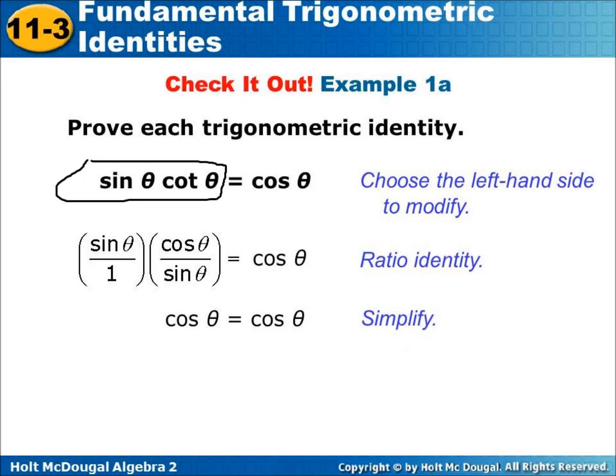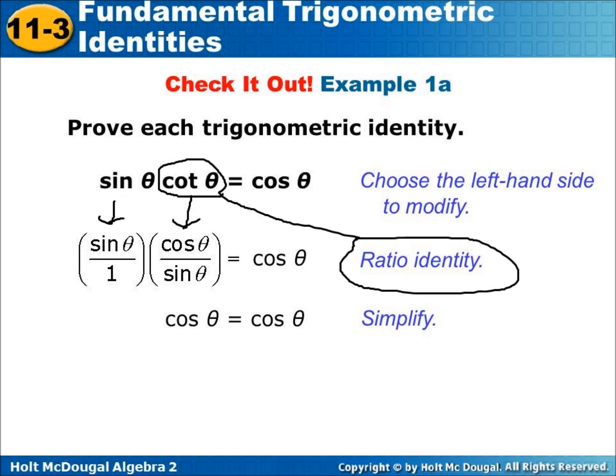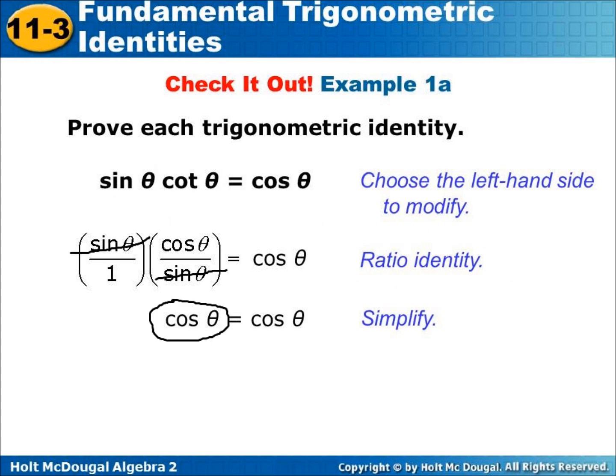For this equation, the more complicated side is the left, so we choose that side. Turn sine into a fraction, and cotangent is equal to cosine over sine using the ratio identity. We are multiplying fractions, so we can cross out both sines and be left with cosine over 1, which is just cosine. Remember, if you get stuck, try to convert all trigonometric functions into sines and cosines.